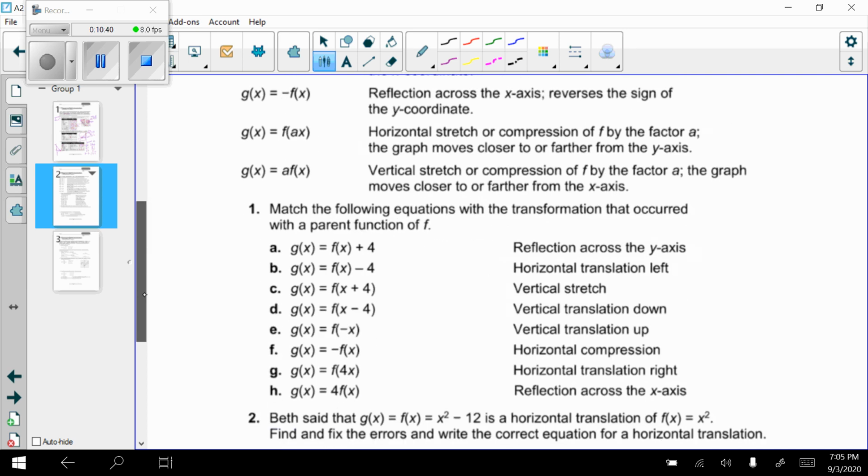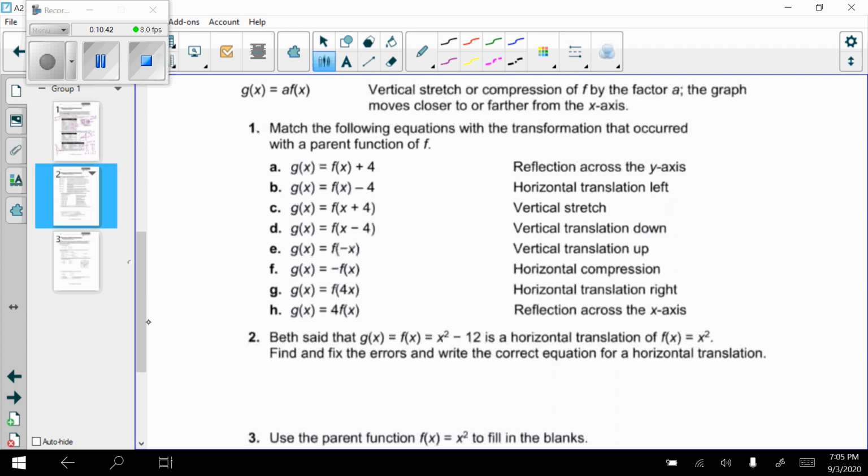So first we're just going to match each of these following equations with the transformation that occurred from the parent function. So the very first one, f of x plus 4, it's on the outside, so that is a vertical translation up.